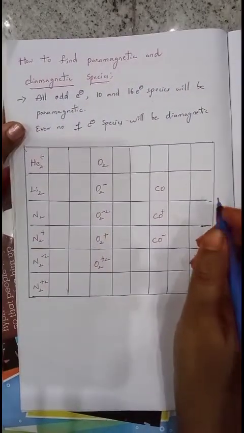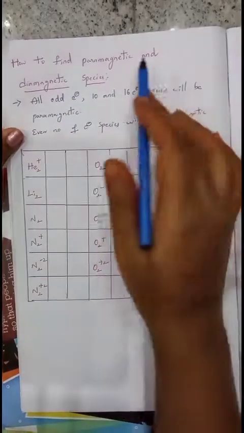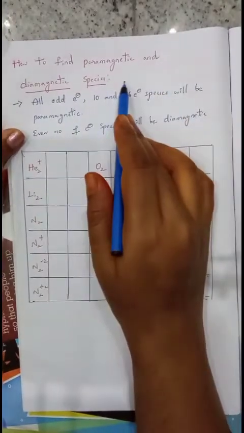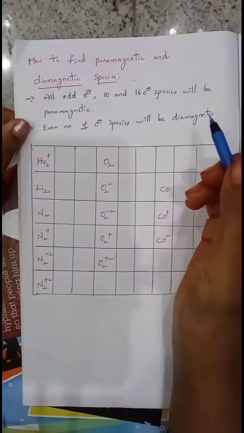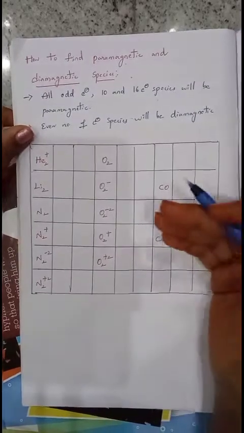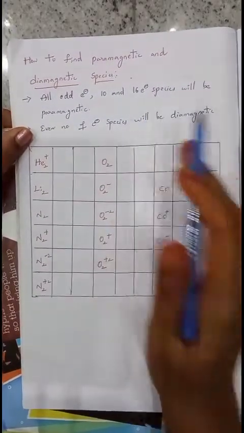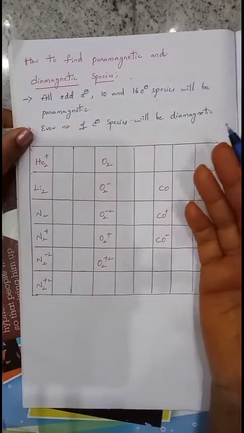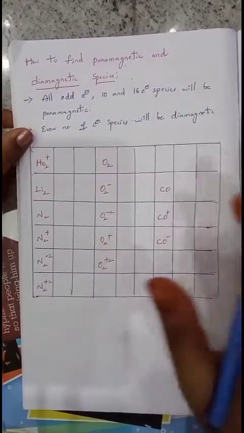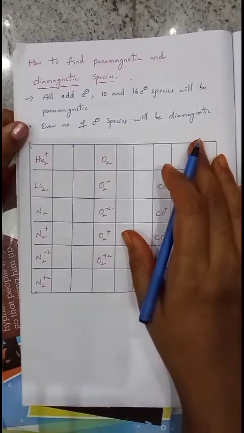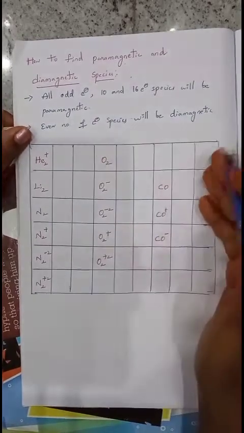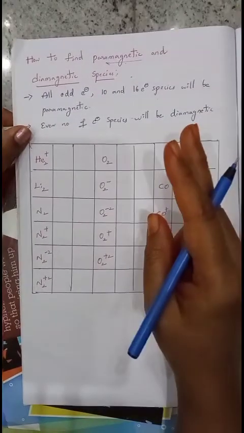In this video, we will discuss how to find out paramagnetic and diamagnetic species. Okay, there is a small trick. Every time we need to write the molecular orbital theory, and finding these paramagnetic and diamagnetic substances will be difficult. So to save time, here we are using this trick to find out whether the molecule is paramagnetic or diamagnetic. Two rules we need to follow.